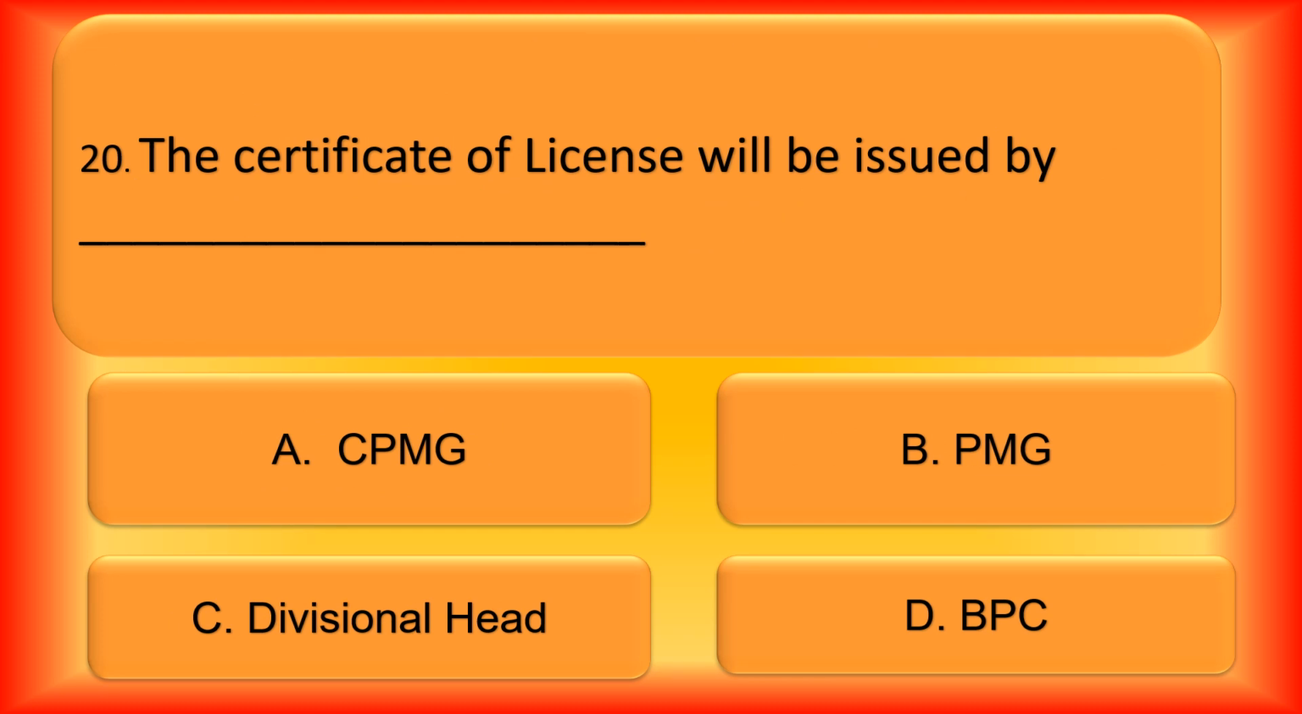Question number 20. The certificate of license will be issued by option A, CPMG, option B, PMG, option C, divisional head, option D, BPC. The correct answer is option C, divisional head.